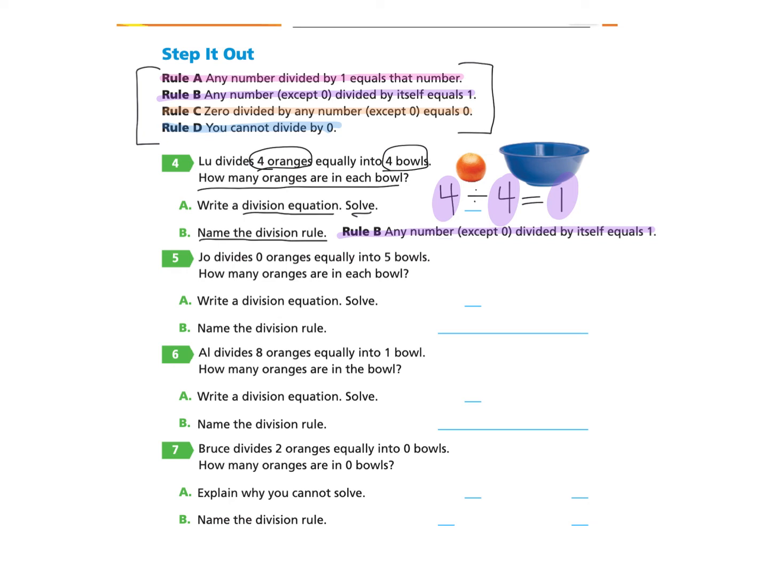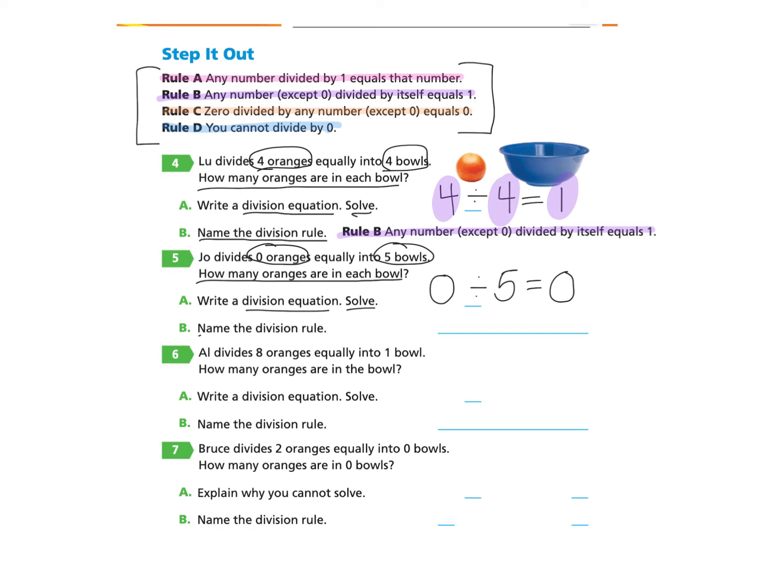Part 5, Joe divides 0 oranges equally into 5 bowls. How many oranges are in each bowl? Write a division equation and solve. Again, if you'd like to pause and come back, you may do so. So we have 0 oranges, and we want to divide them equally into 5 bowls. And when we do that, we find that the answer is there are 0 oranges in each bowl.